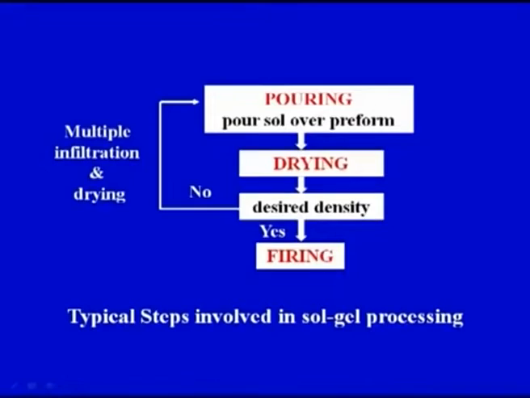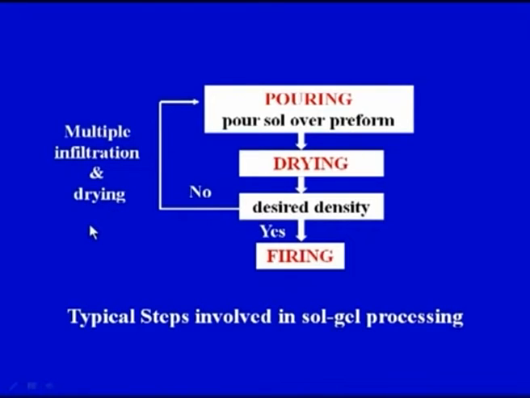So let us see with the help of a diagram the typical steps involved in sol gel processing. Very simply we have been able to represent. First is the pouring, that is, pour the sol over the preform. Then drying, and check whether the desired density has been achieved. If it has been achieved, then we will go for the next step, that is firing. If it has not been achieved, multiple infiltration and drying.